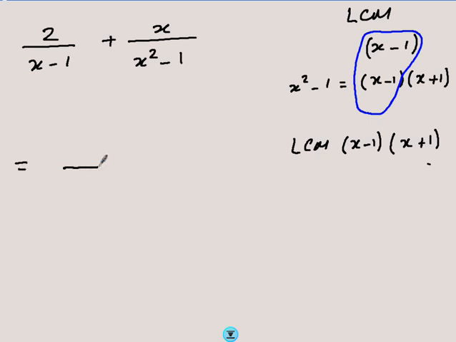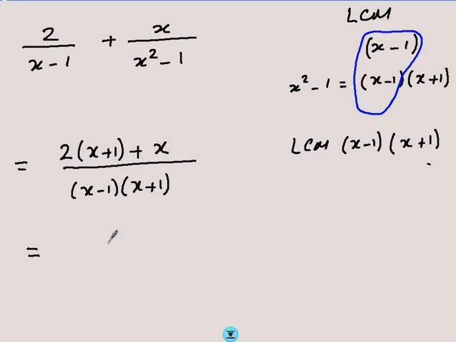So, this equals, again, we keep the new denominator in factorized form. Divide the new denominator by this one, you're left with x plus 1, so 2 times x plus 1, plus this divided by the x squared minus 1 is 1, so you're left with an x here. And this gives you 3x plus 2 divided by x minus 1 times x plus 1. This is the process and this is the concept.